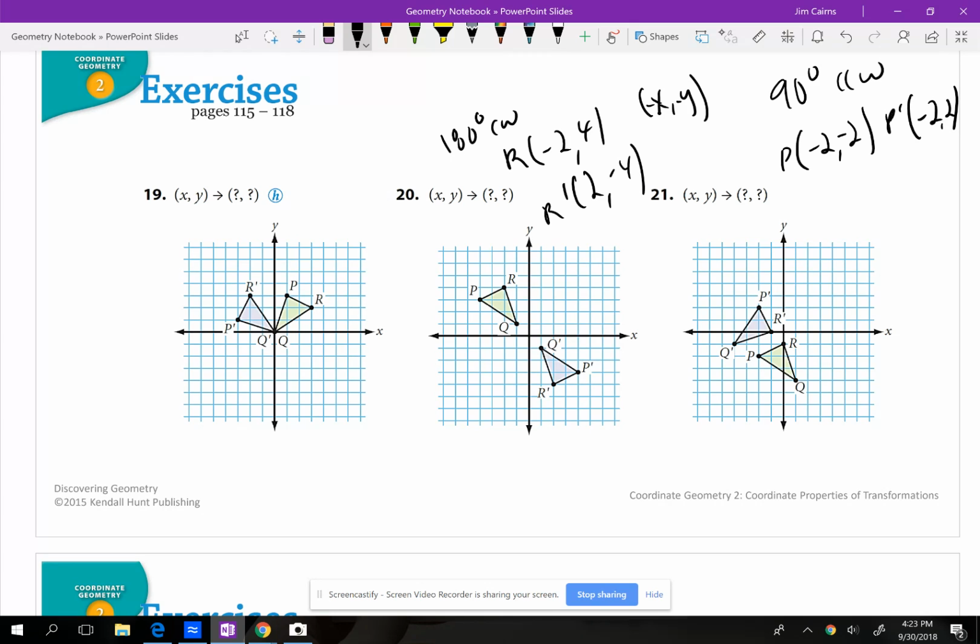So let's try Q, which is 1, 1, 2, 3, 4, 4. Q prime is minus 4, 1. Okay, so it looks like the y and the x switch, and then this changes sign. Minus y comma x.